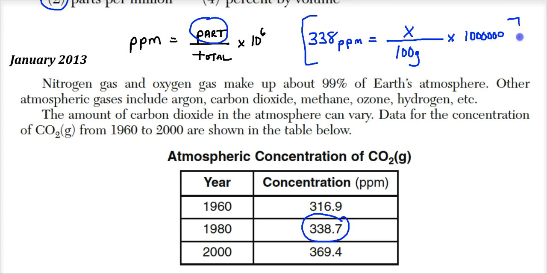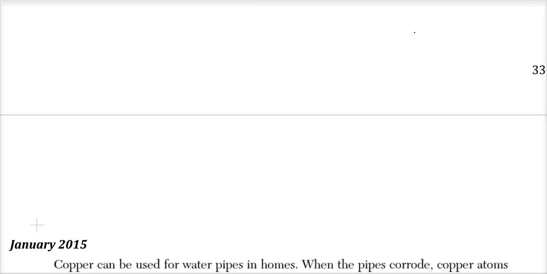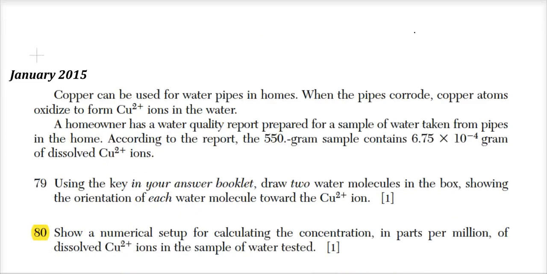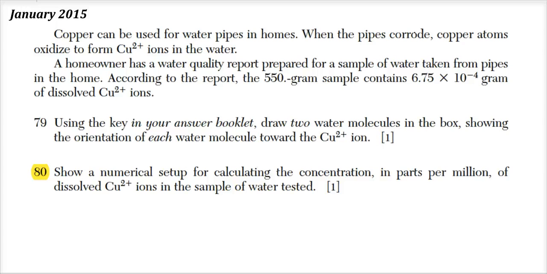All they wanted. Of course, you should be able to solve for that number. Algebraically, that 100 would go to the top and the 1,000,000 would go to the bottom to solve for x, because this is over 1 and this is over 1. So you should be able to solve for x if the question asks for it. And of course, our last one, there's only 3 out of 6. They want just a setup for calculating the concentration in parts per million.